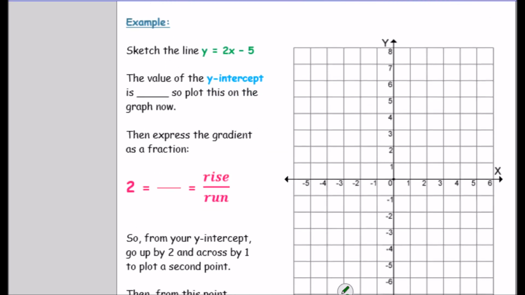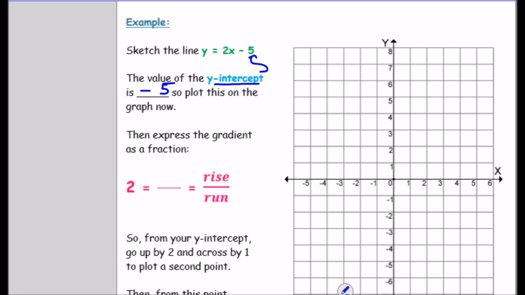So for example, sketch y equals 2x minus 5. That's in gradient intercept form. What's the value of the y-intercept? Is it positive 5? No, it's negative 5. Don't forget the sign. So plot this on the graph now.